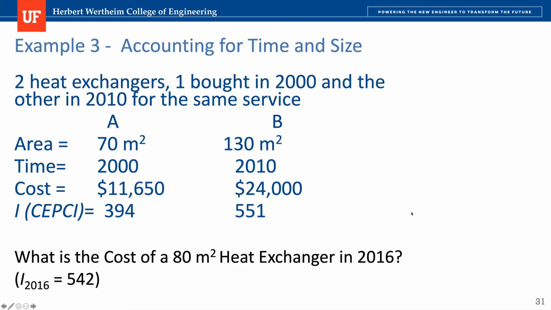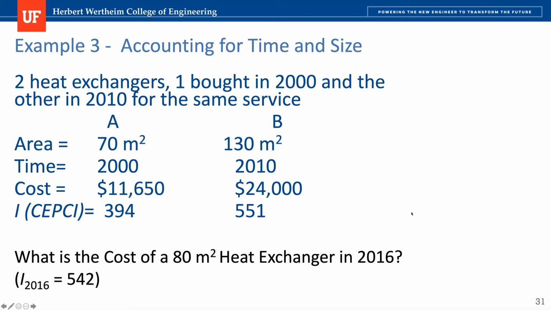So here, another example, taking into consideration both time and size. Here you have information about two heat exchangers, one that was bought in 2000 and the other in 2010 for the same service. And here the same service is critical again. Remember that same service means the same type of process conditions in both, affecting the pressure factor and the materials of construction. So that's a big assumption here, and it's important to state your assumptions when you do this type of calculation.